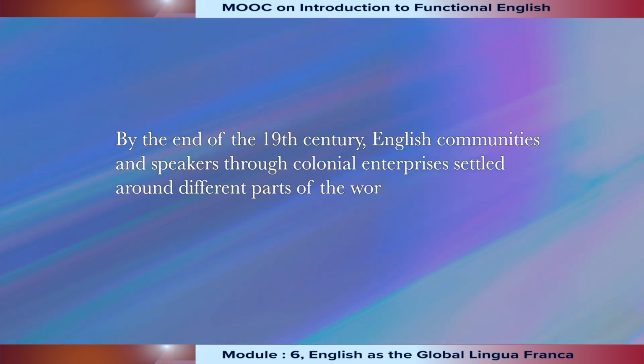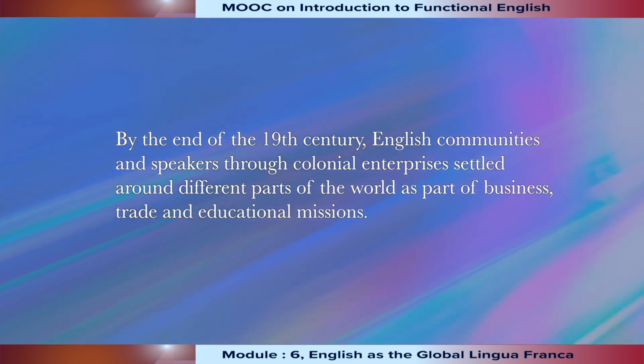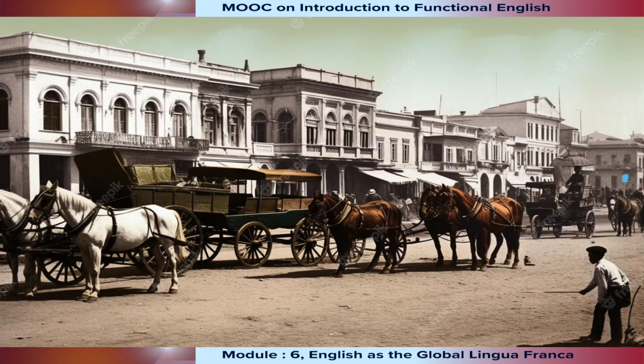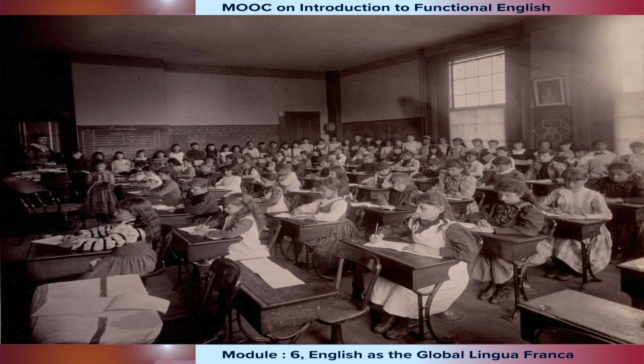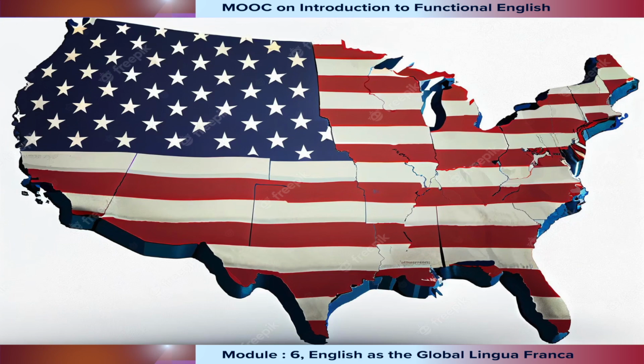By the end of the 19th century, English communities and speakers through colonial enterprises settled around different parts of the world as part of business, trade, and educational missions. However, the rise of the USA, a country having the largest number of native speakers in English, as a superpower in the world in the 20th century, finally established the dominance of English.